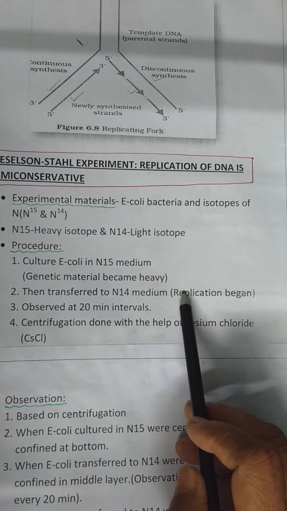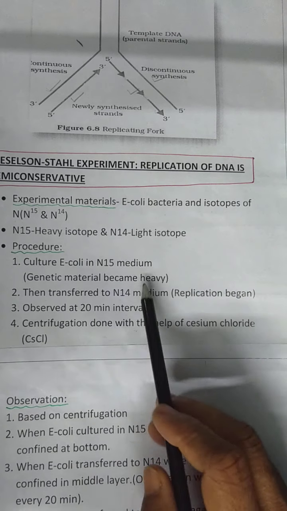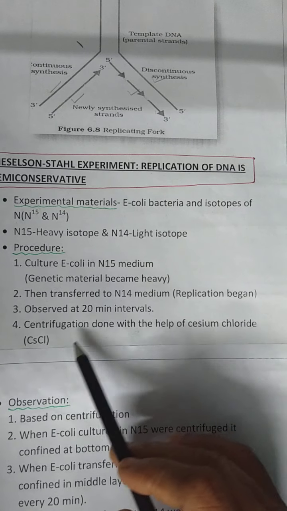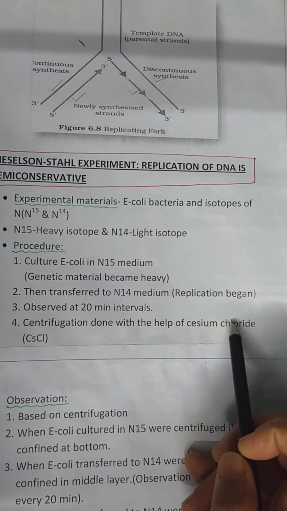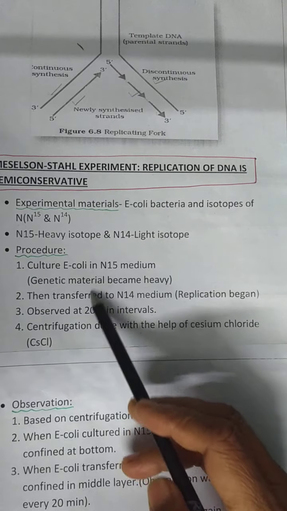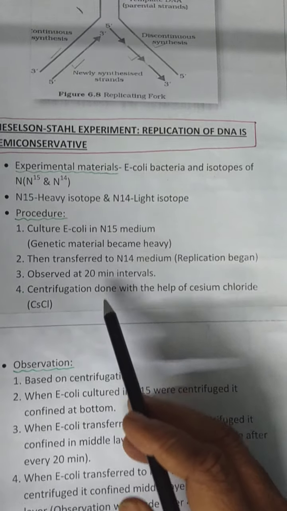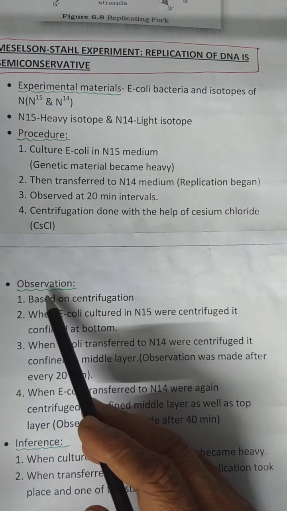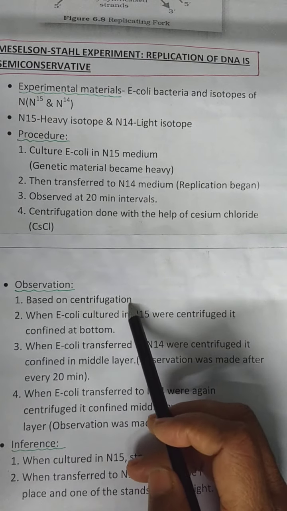So what will happen? Replication begins. He observed after 20-minute intervals. Centrifugation was done with the help of cesium chloride. So this was the procedure he did. Now what observation did he make? The observation was totally based on the centrifugation.